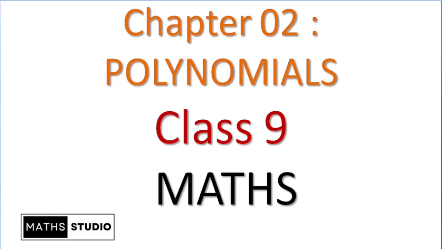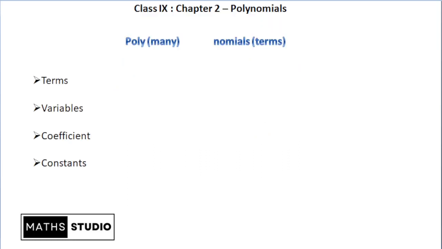Hello students, today we are going to study polynomials for class 9, that is chapter 2 from NCERT book. Okay, so let us look at the following word, polynomial. What does the word polynomial mean? Polynomial means, poly means many and nomial means terms. So when we deal with one or more terms which are of algebraic nature, we call them polynomials.